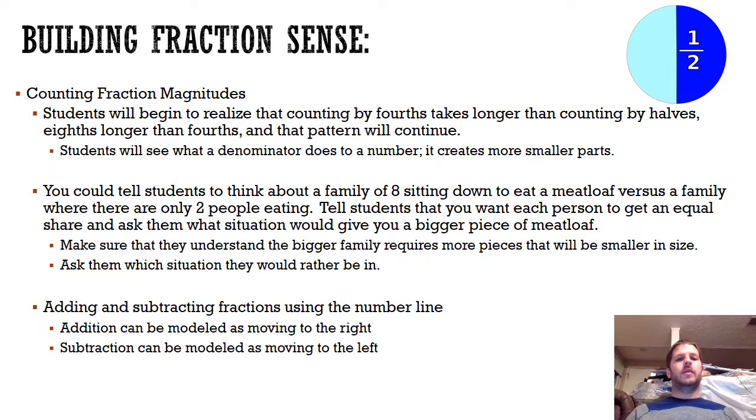Counting fraction magnitudes. Students will begin to realize that counting by fourths takes longer than counting by halves, eighths longer than fourths, and that pattern will continue. Students will see what a denominator does to a number. It creates more smaller parts.